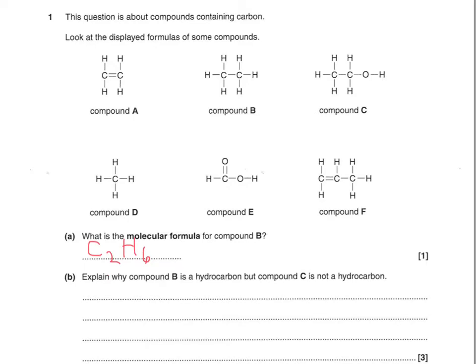You can't do this or this. Those would not get you the mark. You've got to put them lower at the bottom. You can also put H and C either way around. So you could have put H6C2 if you wanted to.